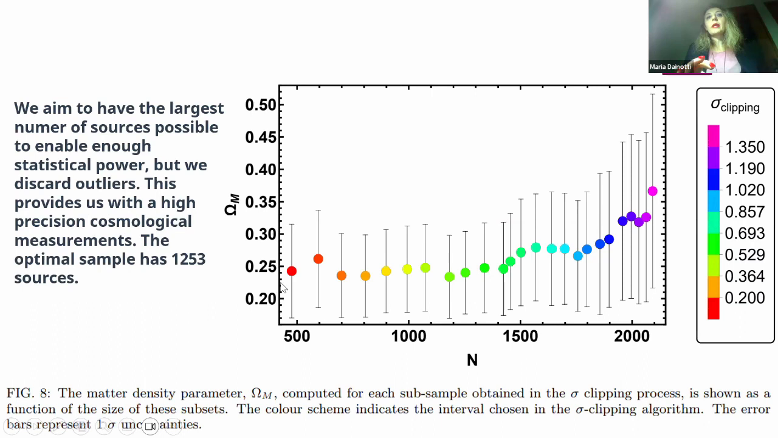Also, we have this omega m parameter versus n and the sigma clipping procedure. The larger the sigma clipping procedure, which means the larger the number of sources that you have, the smaller will be the precision on omega m. But then you have a fluctuation, and inside this region you will have the optimized cosmological standard candle.